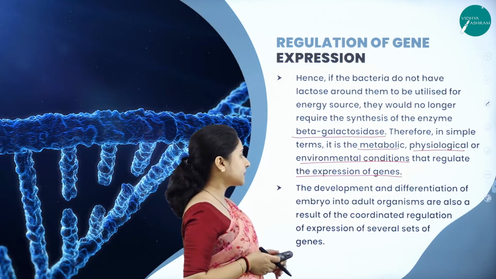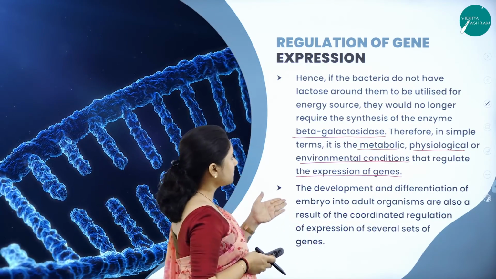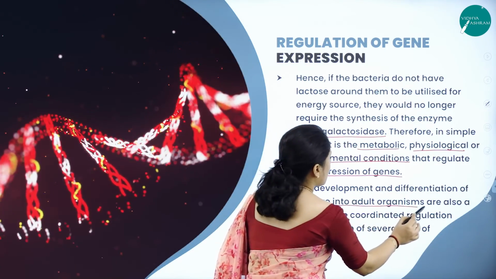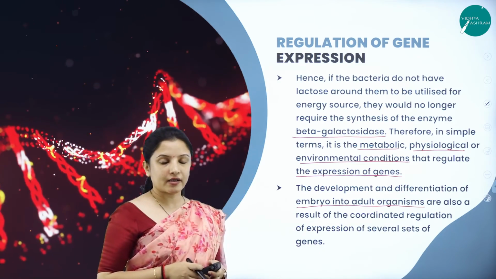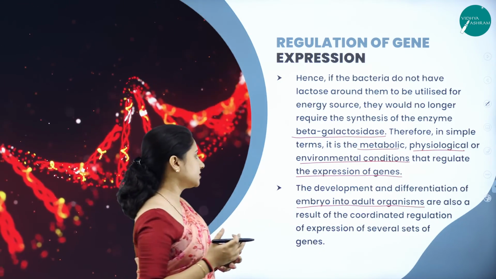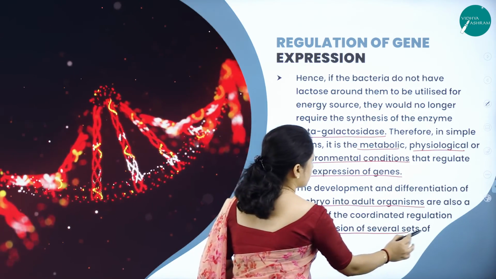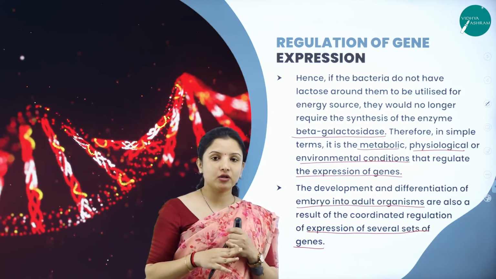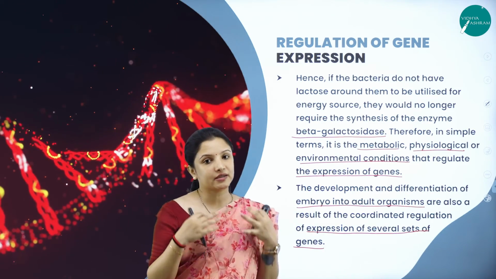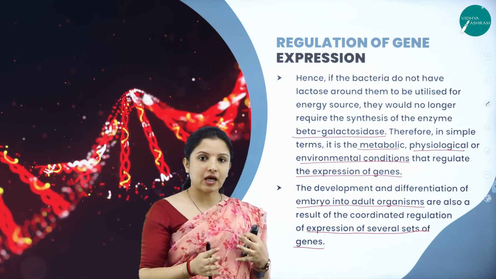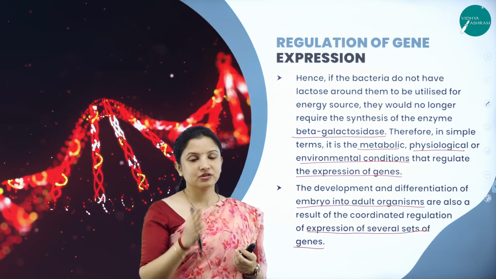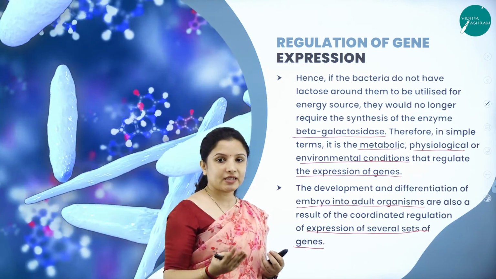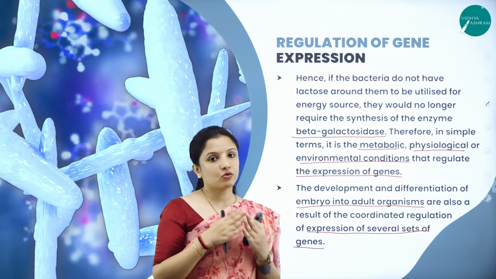So one more example here: the development and differentiation of an embryo into an adult organism. All these also are a regulated, coordinated process which requires the expression of several sets of genes. So therefore, any process, be it metabolic, physical, or any process that is occurring in a body, for that, a particular enzyme will be produced that triggers or catalyzes the various mechanisms which are needed for the particular function to occur in a body.